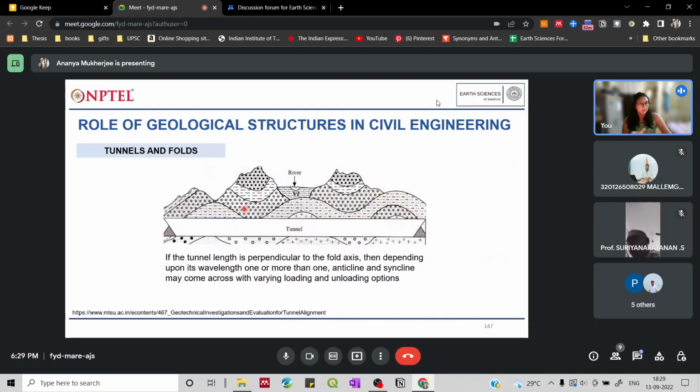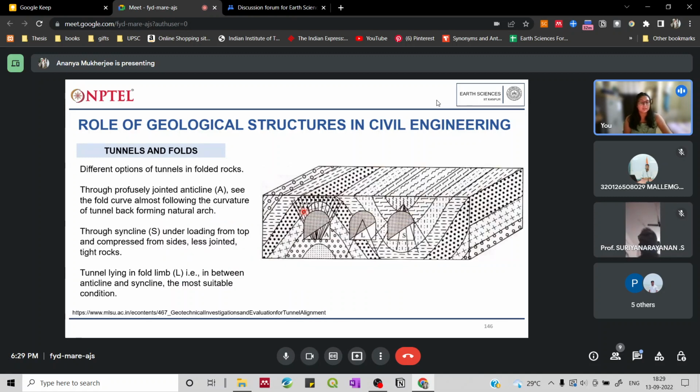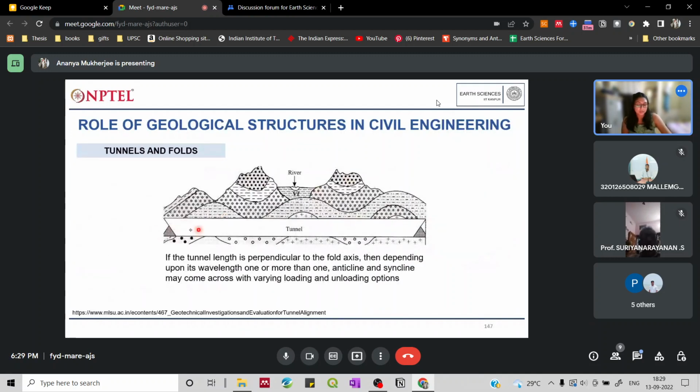Now there is another example of how you could experience a folded structure, and you have to build a tunnel. Over here you can say that this is the axial plane of the fold, and the tunnel is parallel to that axial plane. But when we are considering here, the tunnel is actually going perpendicular to the axial planes of these folds. So the fold is again along this axis, and this tunneling is going perpendicular to that.